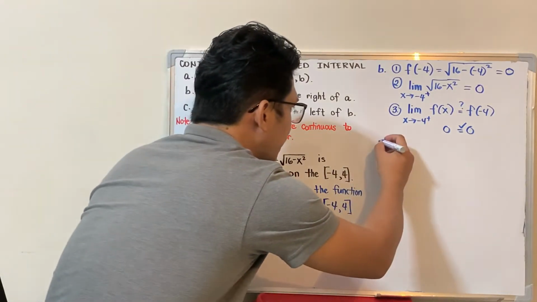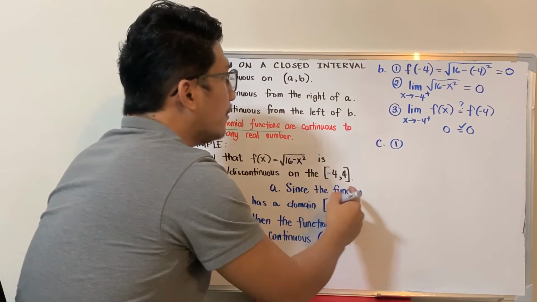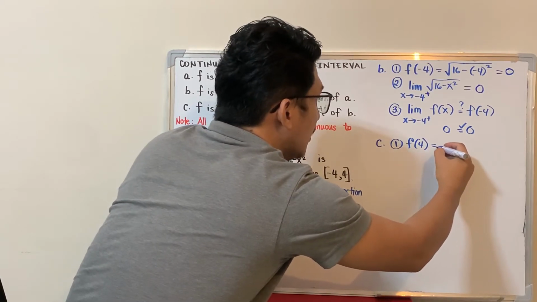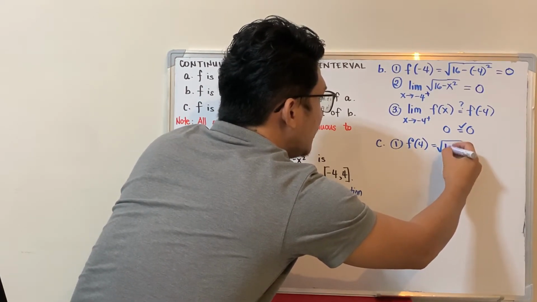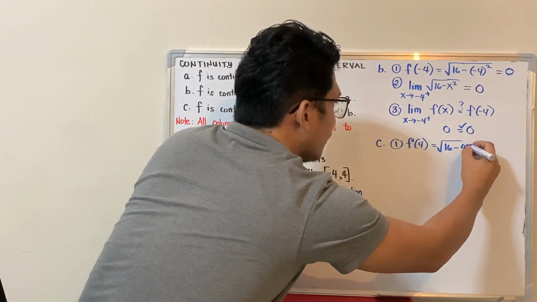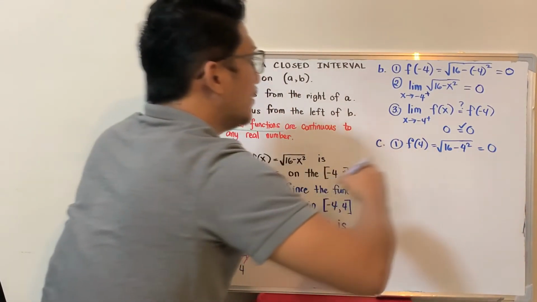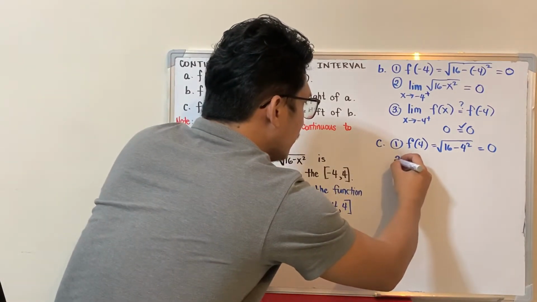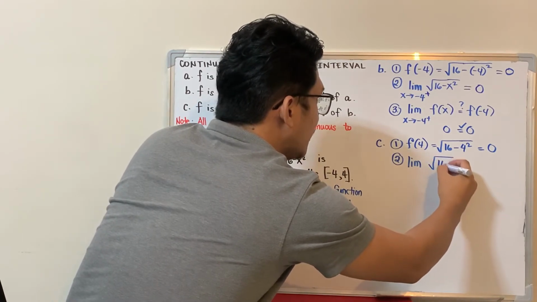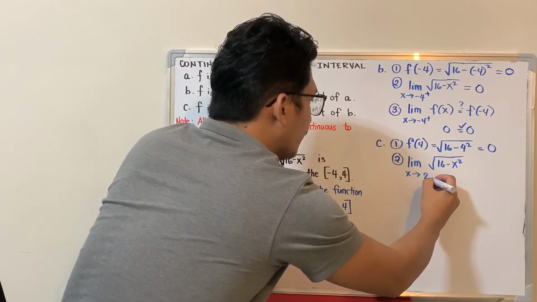Okay? Then last condition, letter C, but this time we are to check this positive 4 boundary. So f of 4 is equal to the square root of 16 minus, substitute ang 4 diri, 4 squared. Siyempre, 16 gihapon na. 16 minus 16 is 0 gihapon. So, it exists. Number 2, find the limit of the function. So, the limit of square root of 16 minus x squared as x approaches 4 from the left.